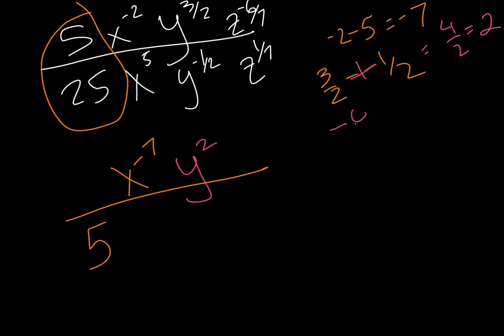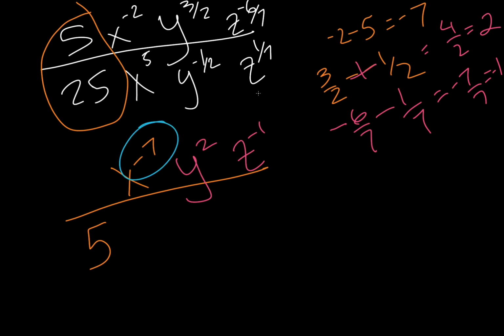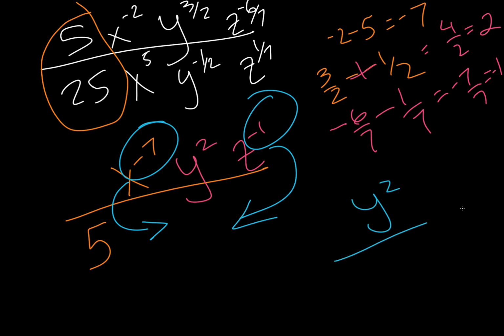Okay, this one, negative 6/7 minus 1/7. So that's negative 7/7, which is negative 1. So we have z to the negative 1. Alright, we have 2 negative exponents, so both those need to move down to the bottom to become positive. So we still have our y squared on top, didn't move. We still have our 5 on bottom. But now we have an x to the 7, and we have a z to the 1, but since 1 is redundant, I'm not going to write it.